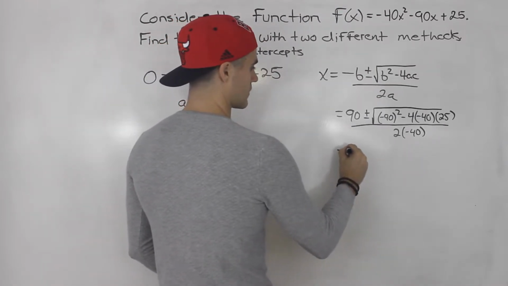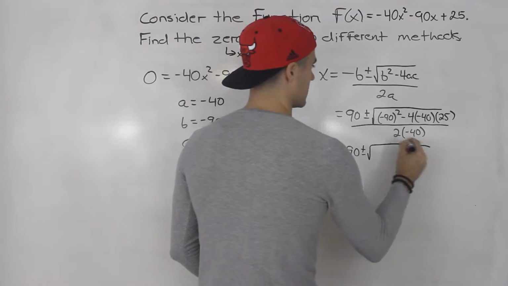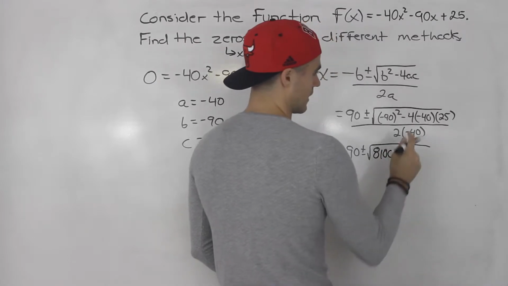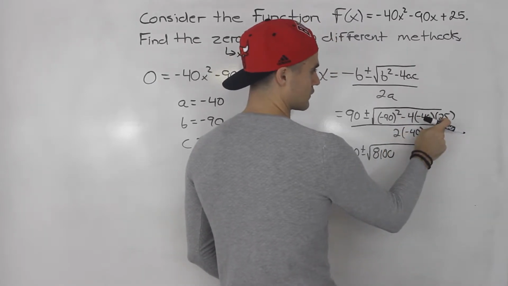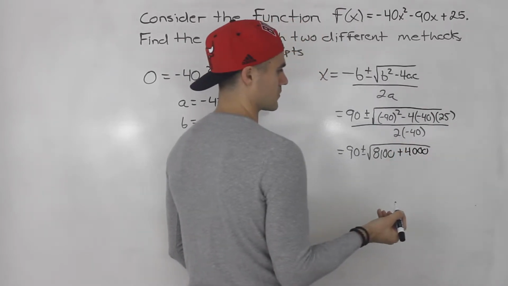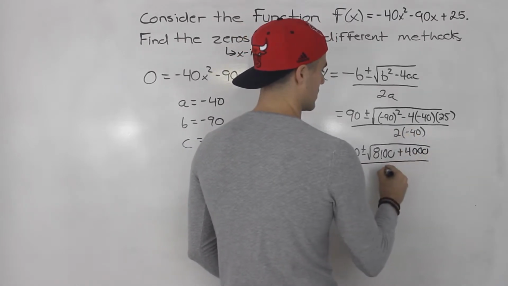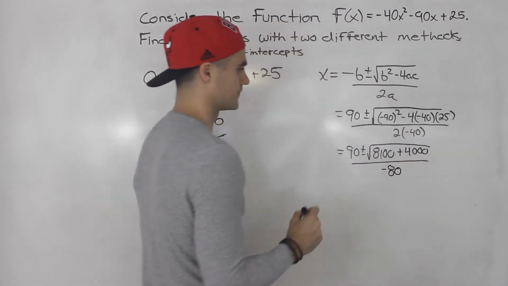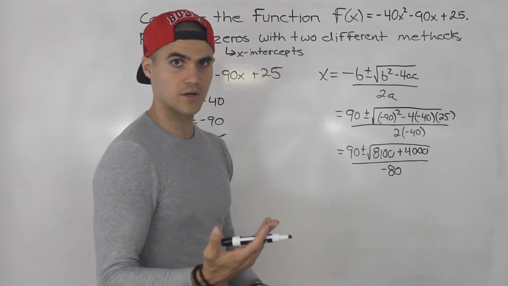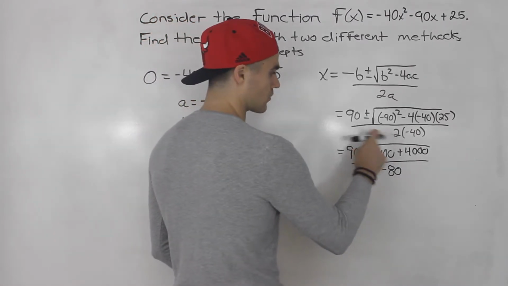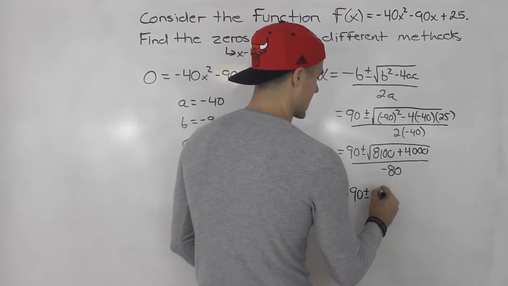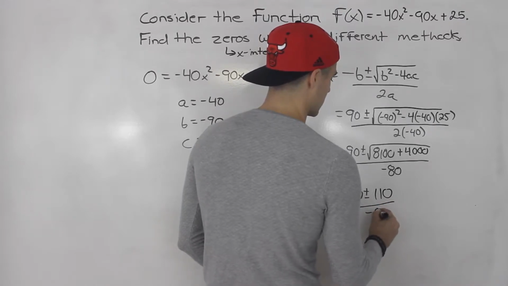So from here, we'll have 90 plus or minus negative 90 squared, that is 8,100, positive. And then negative 4 times negative 40 times 25, if you multiply all those, you get positive 4,000 from those. And this is going to be all over negative 80. So 8,100 plus 4,000 gives us 12,100. And then the square root of 12,100 is 110. It's going to be all over negative 80.